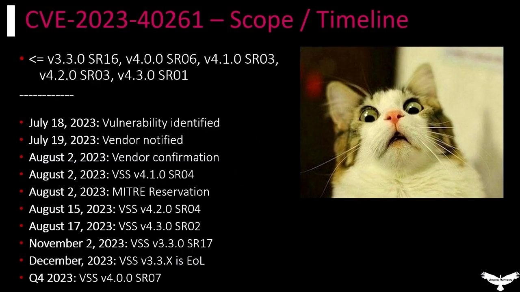Yeah. So yeah, and then again, taking a look at scope and timeline on this, right? The attack surface again represents the entire software stack of dynamic security. The vulnerability was identified in July of 23, and then I've been told it's patched as part of service release 17. In addition to that, version 3.3.0 is now end of life as part of December 23.